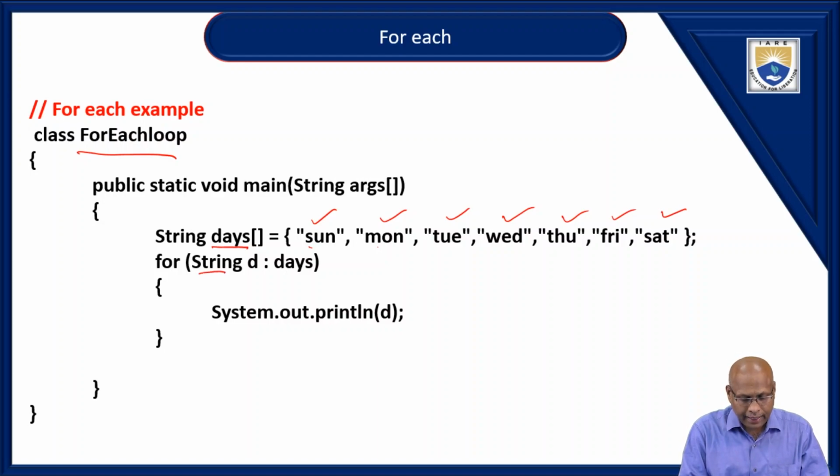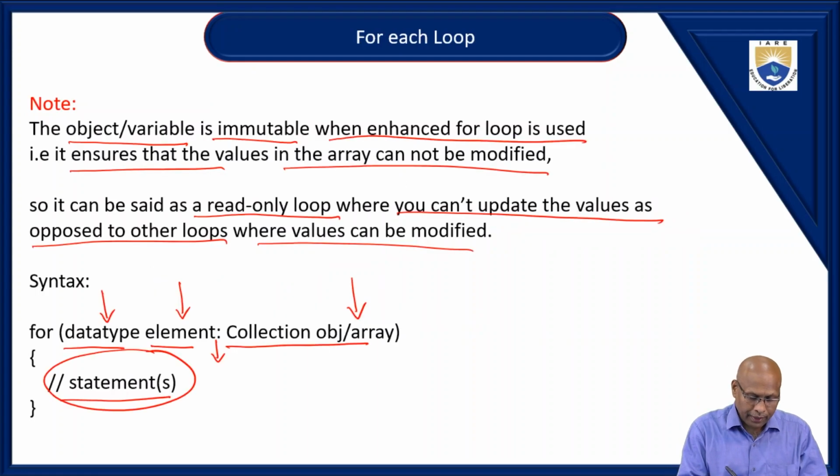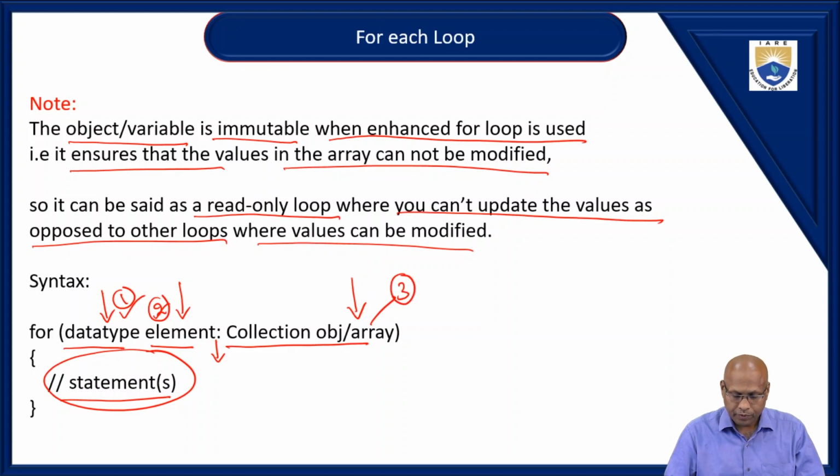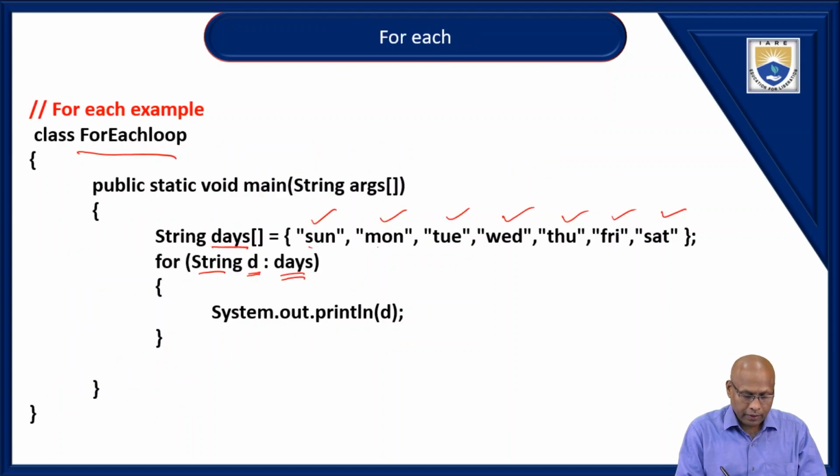For, data type, followed by element name, followed by the array name. There are 3 things; the for each loop has 3 components. What are the 3 components? First one is the data type. Second one is the name of the element. And third one is the name of the array or name of the collection. This is the data type, this is the name of the element, and this is the name of the array. In between there is a colon.